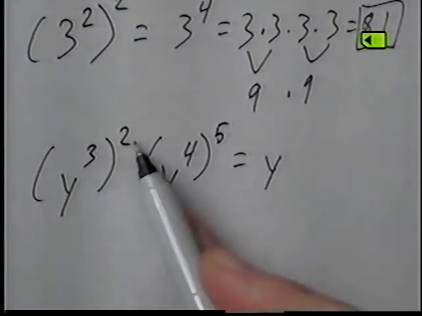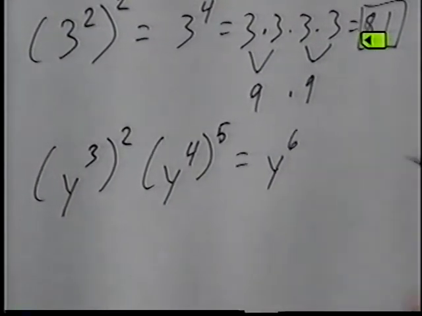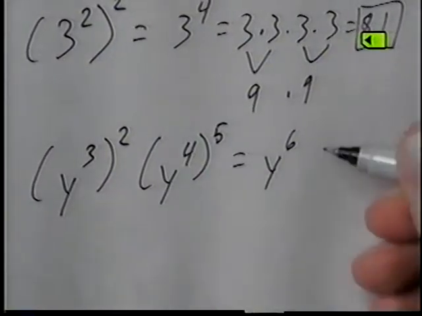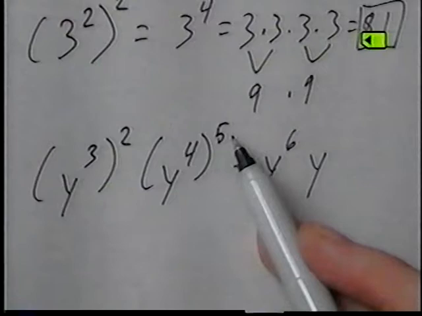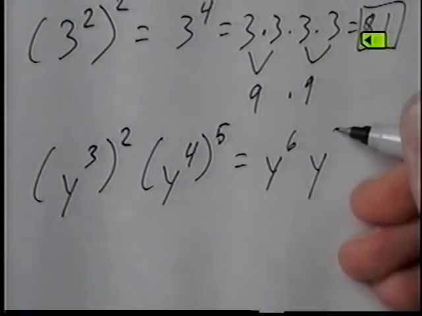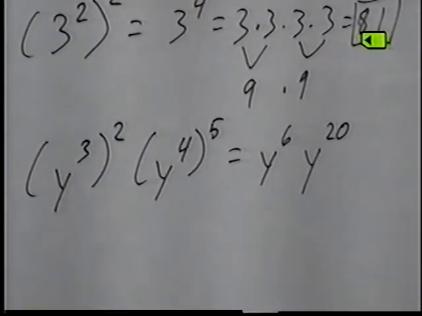Again, you can multiply these together. 3 times 2 would be 6. And then the second y over here, you have to the 4th power, also to the 5th power. Multiply those together to the 20th power.